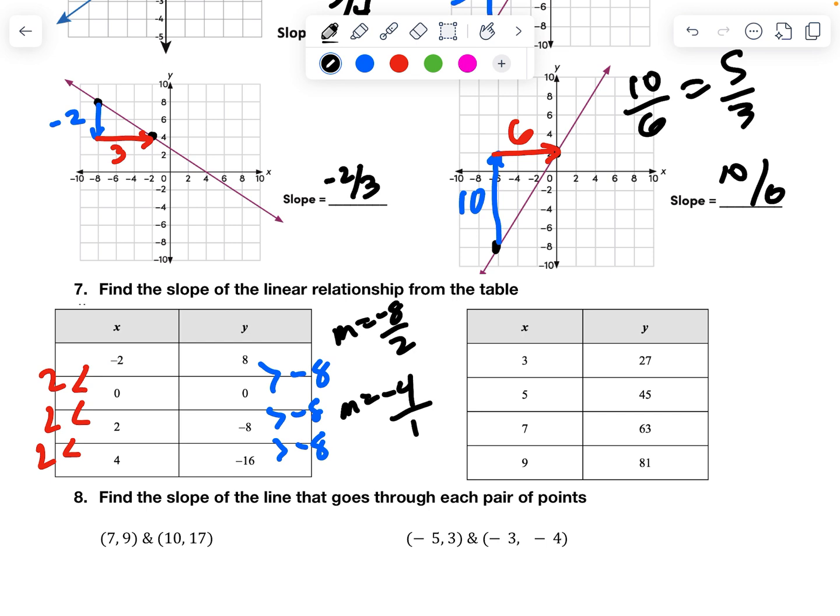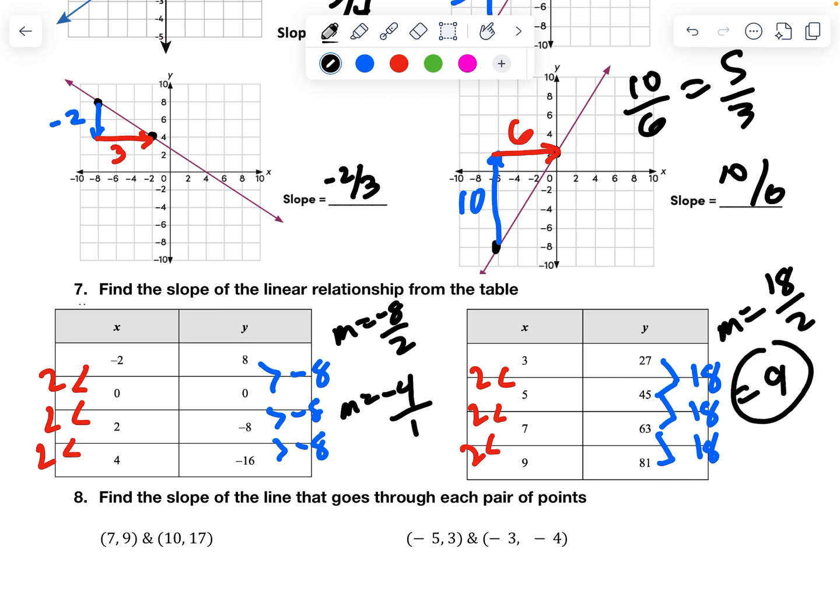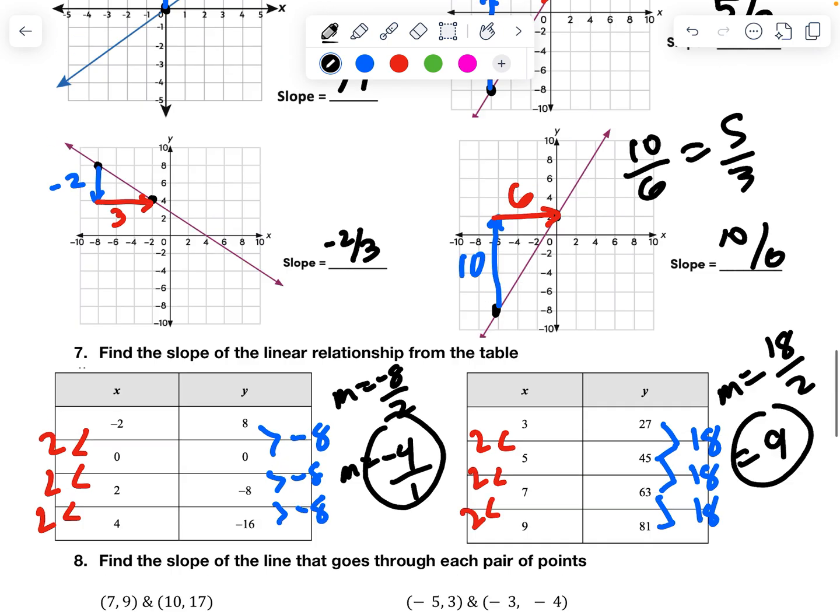Okay, here you might do some subtraction. 45 minus 27, well, that's 18. 63 minus 45 is 18. 81 minus 63 is 18. The change in x is a little obvious. It's 2. So my slope is 18 divided by 2, which is 9. You could give that as 9/1. It doesn't matter.